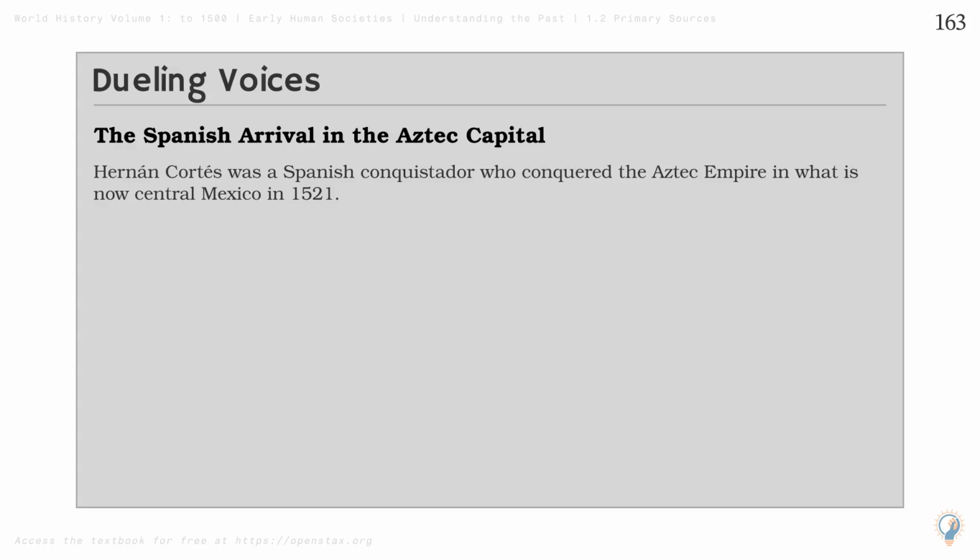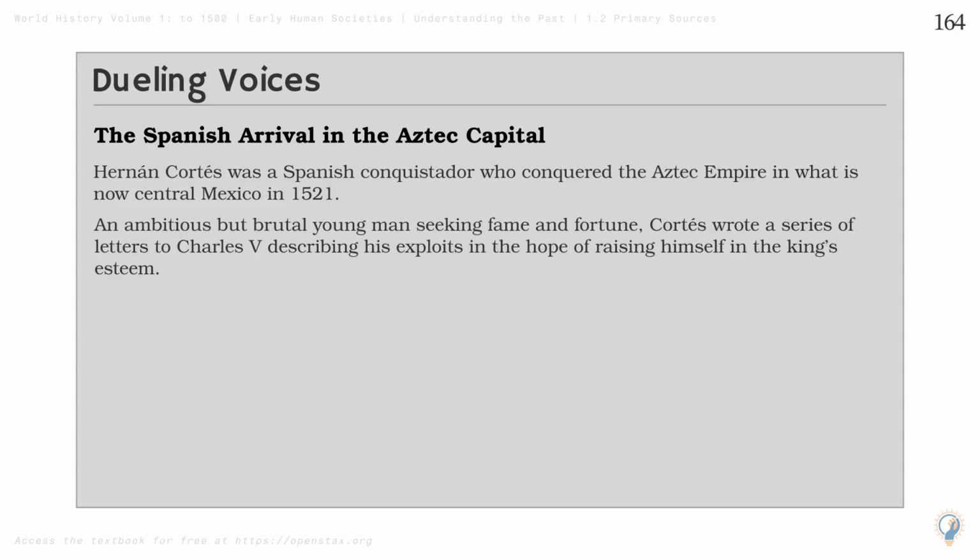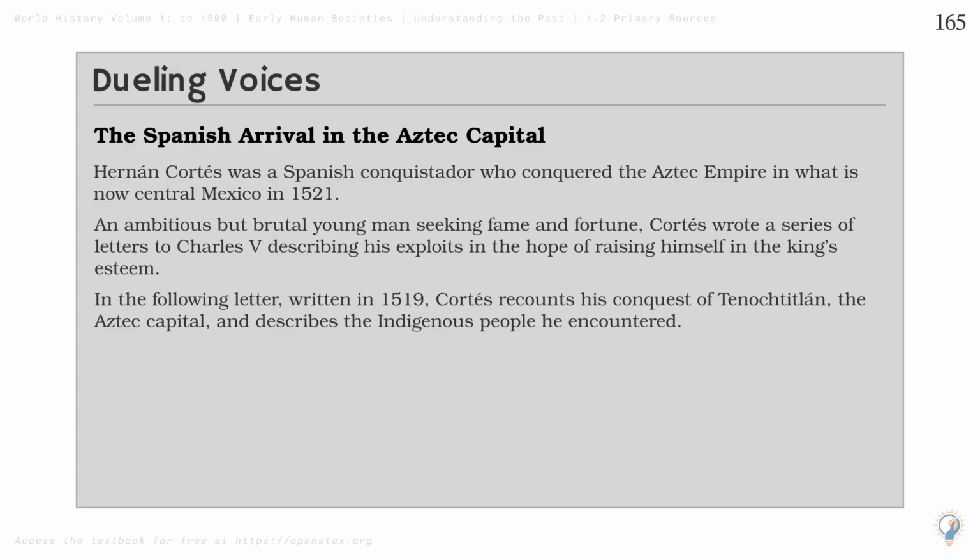Hernán Cortés was a Spanish conquistador who conquered the Aztec Empire in what is now central Mexico in 1521. An ambitious but brutal young man seeking fame and fortune, Cortés wrote a series of letters to Charles V describing his exploits in the hope of raising himself in the king's esteem. In the following letter, written in 1519, Cortés recounts his conquest of Tenochtitlan, the Aztec capital, and describes the indigenous people he encountered.